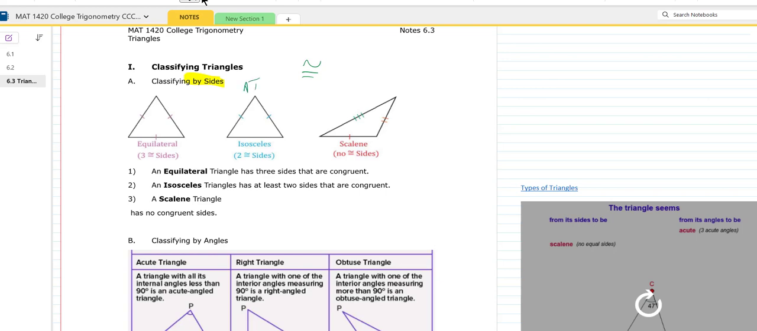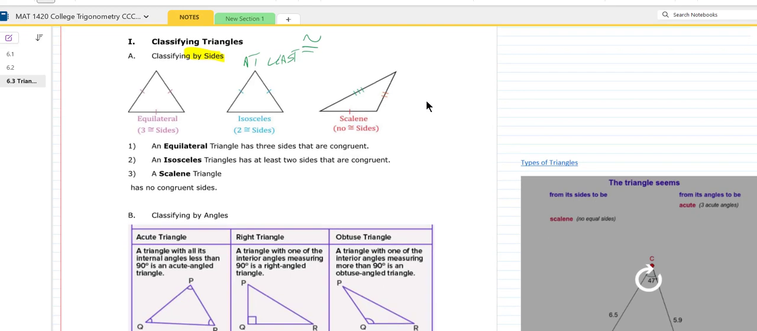Now, a lot of times, technically, isosceles is at least two sides are congruent. So technically, an equilateral triangle is a type of isosceles triangle. And then you have a scalene, which has all different sides. No sides are congruent. Okay.